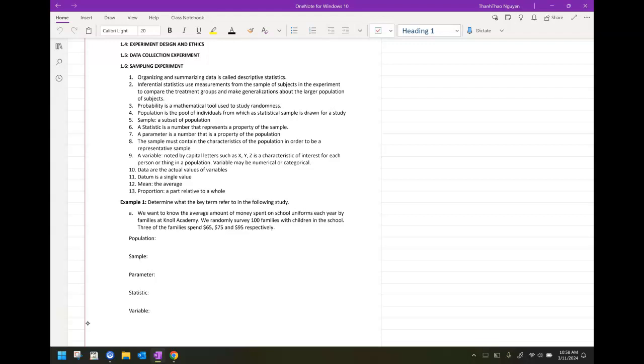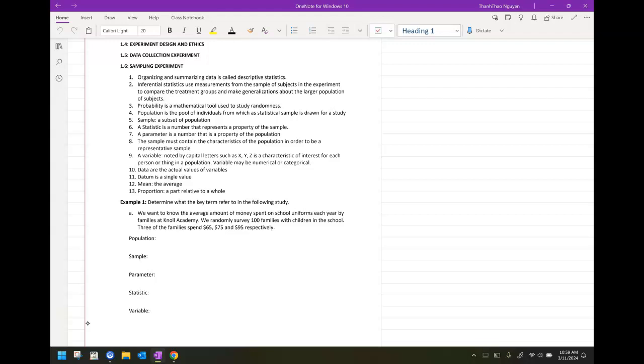Population is the pool of individuals from which a statistical sample is drawn for a study. A sample is a subset of the population. A statistic is a number that represents a property of the sample. A parameter is a number that is a property of the population. The sample must contain the characteristics of the population in order to be a representative sample.